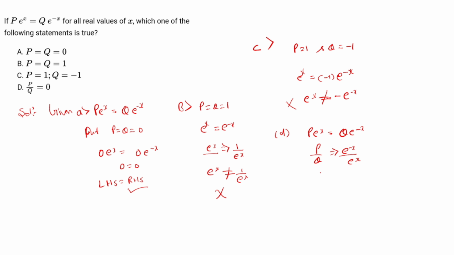Okay. Cross section. So P by Q is given at 0. P by Q is equal to 0, but e to the power minus 2x is not equal to 0. So option A is the correct answer of this question. Okay.